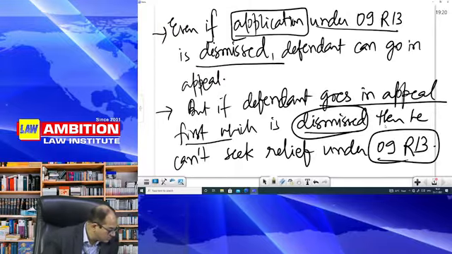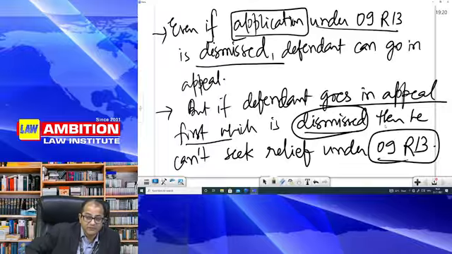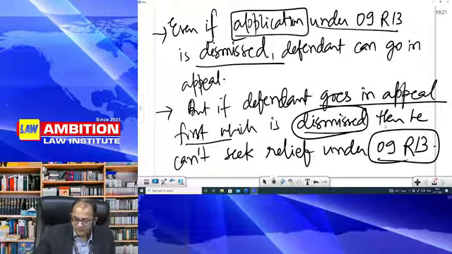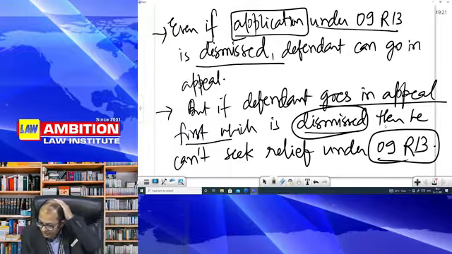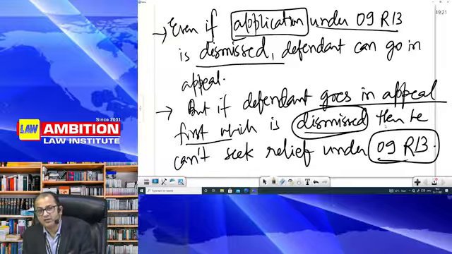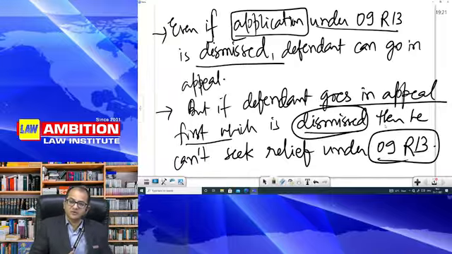Now, in any case where the decree is passed ex parte against the defendant, he may apply. So Order 9 Rule 13 is available to the defendant. Clear? He can go for setting aside the ex parte decree. Obviously, he is the aggrieved party. Now, suppose you set aside the ex parte decree under Order 9 Rule 13. The defendant is happy, but the plaintiff is now unhappy. What should he do?